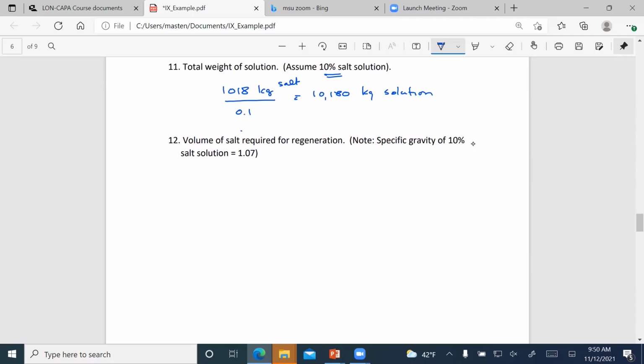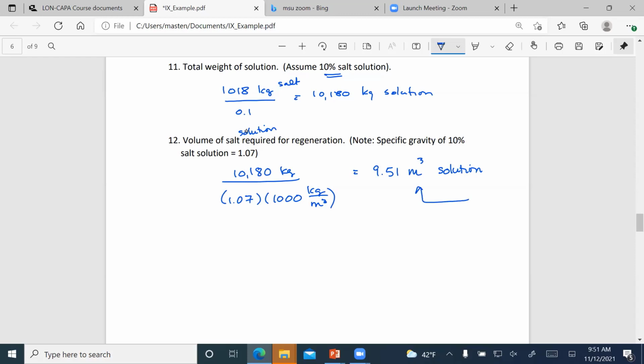The volume of the salt solution that we need for regeneration is that roughly 10,200 kilograms divided by the density. The specific gravity of a 10% salt solution is about 1.07, times the density of water, and that equals 9.51 meters cubed. This is the volume of the solution. Now we're going to use the treated water to make up this solution. So notice some of the water that we're producing, we're reusing directly to regenerate the system.